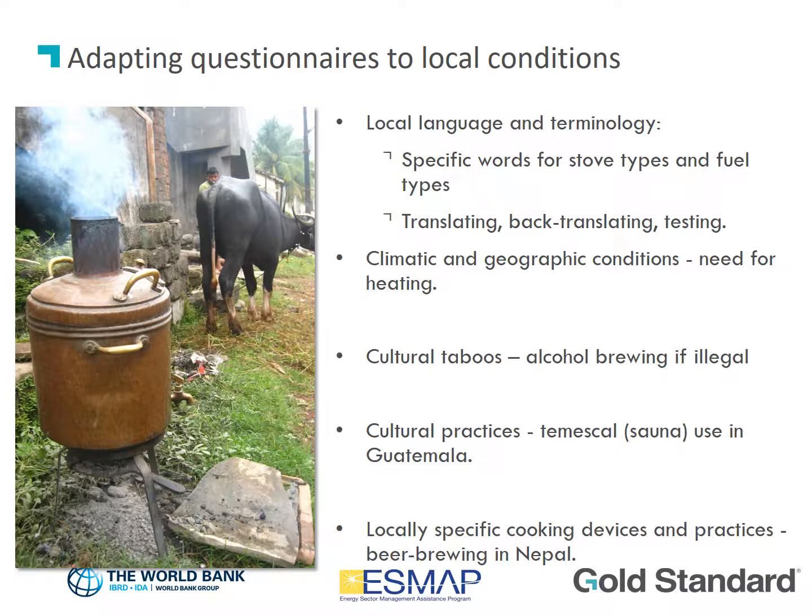In some regions, heating is needed almost all year round. In some regions, heating is never used in the homes. Please be sensitive to cultural taboos. It might not be a good idea to ask about alcohol brewing if it's illegal and looked down upon in the community. Cultural practices are something important to consider. For example, in Central America, sauna use by burning biomass is very common.